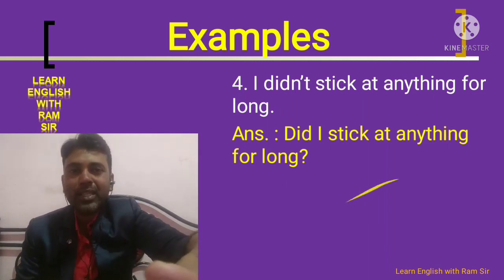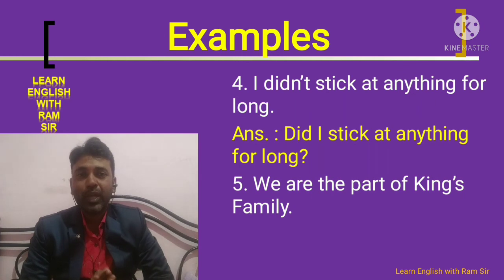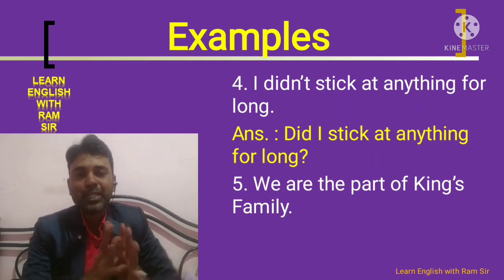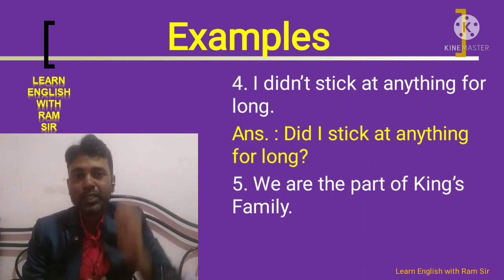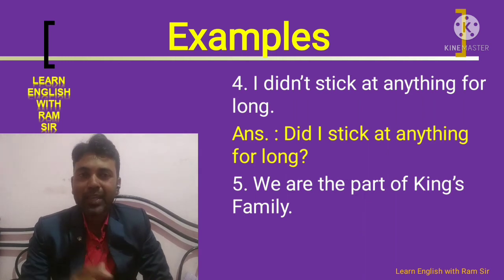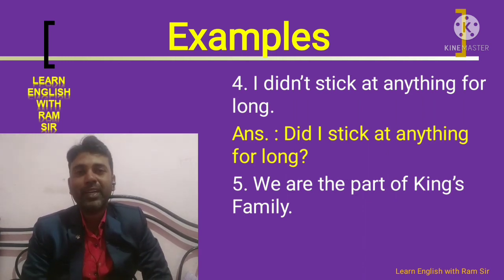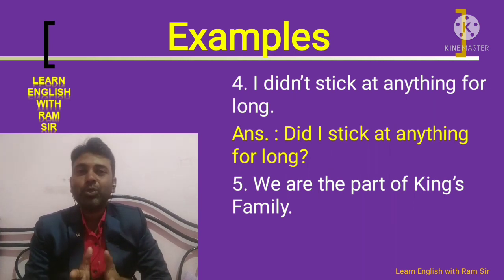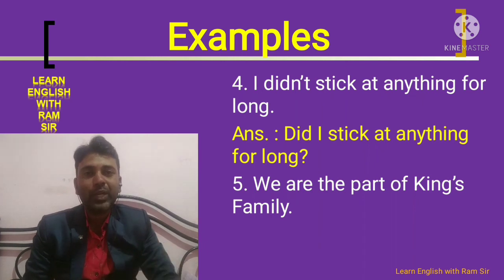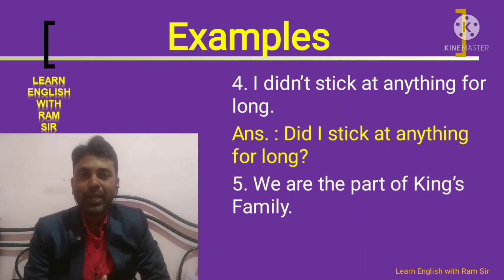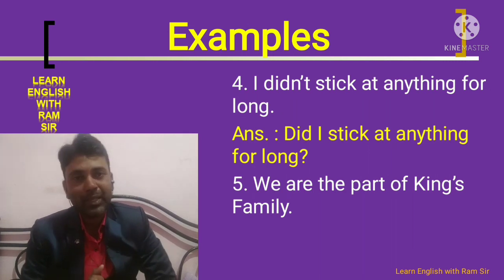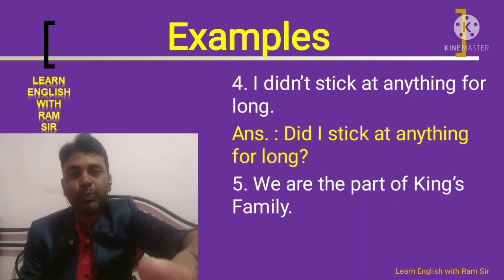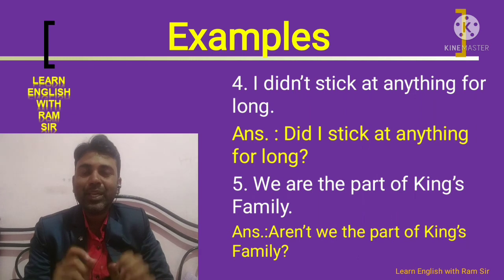Now let's see the last example of today's session. We are the part of king's family. In this particular statement we are, तो are यहाँ पे आया हुआ है, तो are को लगाना पड़ेगा not, क्योंकि definitely यहाँ पे जो statement है वो affirmative statement है, तो definitely आंसर वो negative form में होगा. मतलब आंसर बनेगा: Aren't we the part of king's family? And at the end we have to put what? We have to put the question mark.